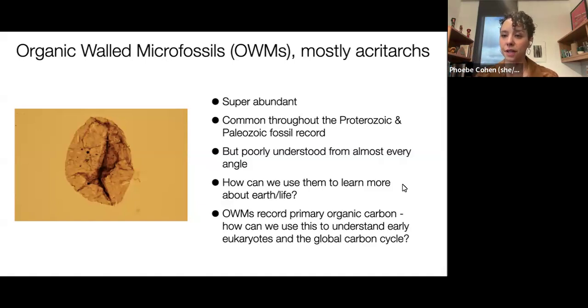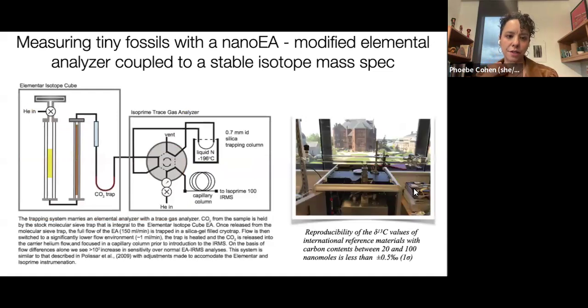But because they're so small, until recently, analytical capabilities were just not able to analyze a single fossil. There's been some work using SIMS, for example, but there was no way of doing high-throughput, high-volume carbon isotope analyses on acritarchs. So that's where my collaboration with Chris comes in.